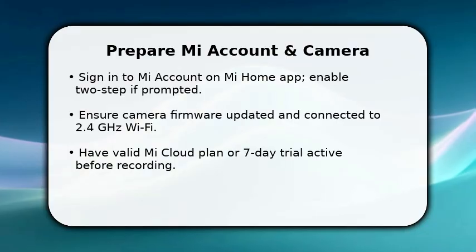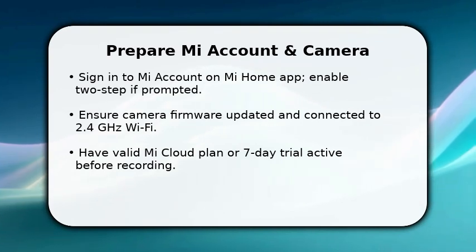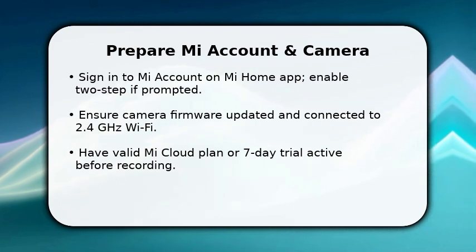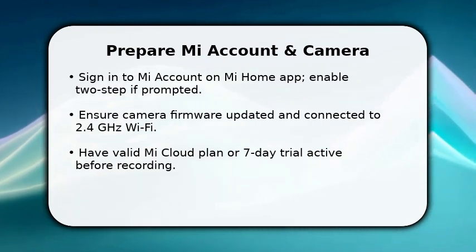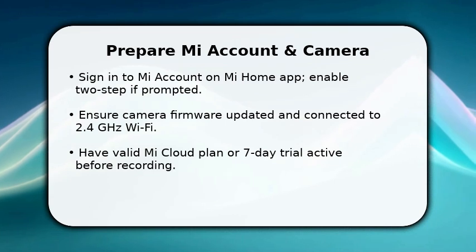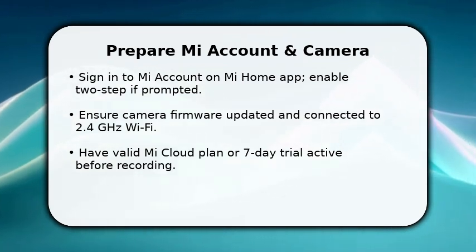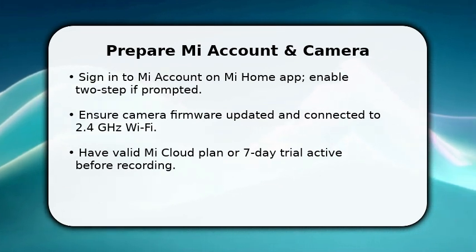Enjoy the video. You start by confirming your My account is active and signed into the My Home app. Once done, make sure the camera is on the same 2.4 GHz network and running the latest firmware. This prevents upload failures. Next, open the camera settings and select the cloud storage option. Choose a plan or activate the free trial now.